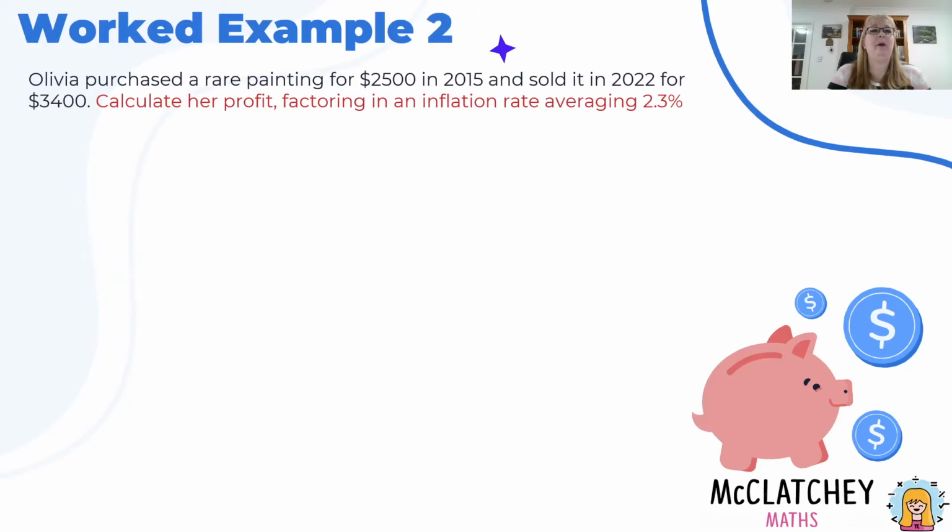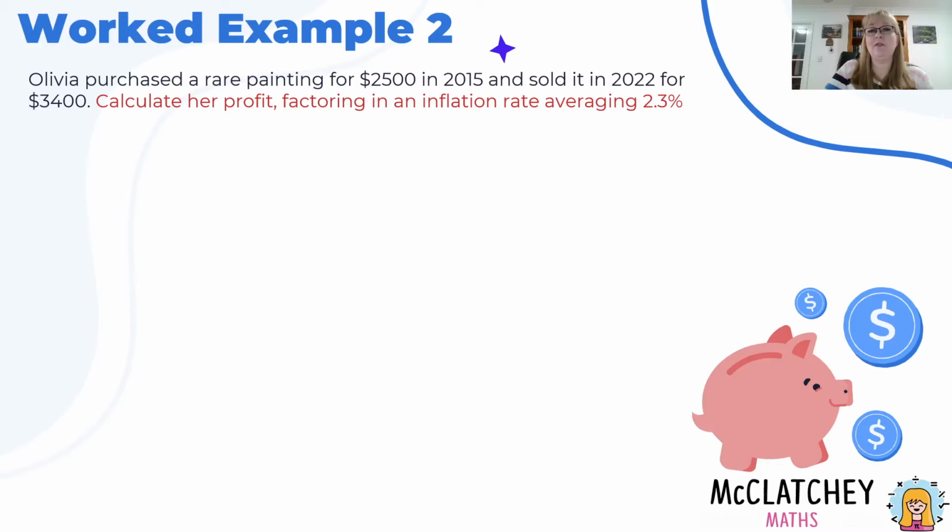All right, Olivia purchased a rare painting for $2,500 in 2015 and sold it in 2022 for $3,400. Now, you're probably thinking, well, it says here, calculate her profit, factoring in an inflation rate of 2.3% on average. You might be thinking, woohoo, Olivia has made $900 on that painting. 3,400 take away 2,500. But the answer is no, because she's held it for 7 years. That painting has its original value of 2,500 has had inflation applied to it for 7 straight years.